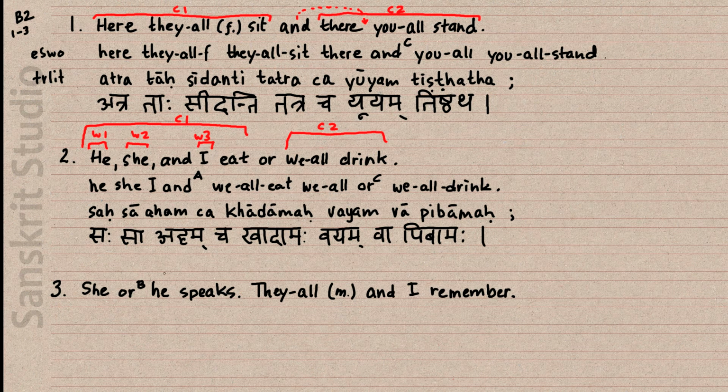Okay, so she or he speaks. Number 3: she or he speaks, they all am and I remember. And once more here we have to do our analysis, since we have conjunctions, and in this case it's easy because we have a clue here. We already have a B, so it's B syntax, and B syntax implies word connectors, so, and that is correct.